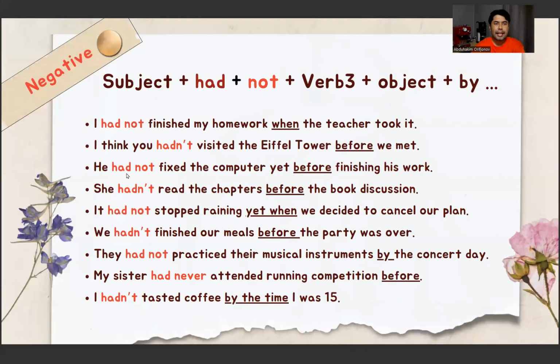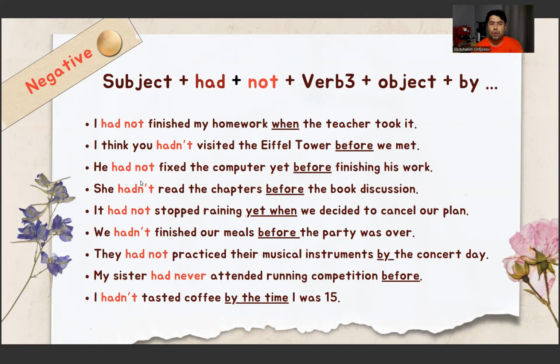Well, in negative sentences, the structure is like this: subject plus had plus not, plus verb 3 plus object plus time expressions. For example, I had not finished my homework when the teacher took it. I think you hadn't visited the Eiffel Tower before we met. He had not fixed the computer yet before finishing his work. She hadn't read the chapters before the book discussion.